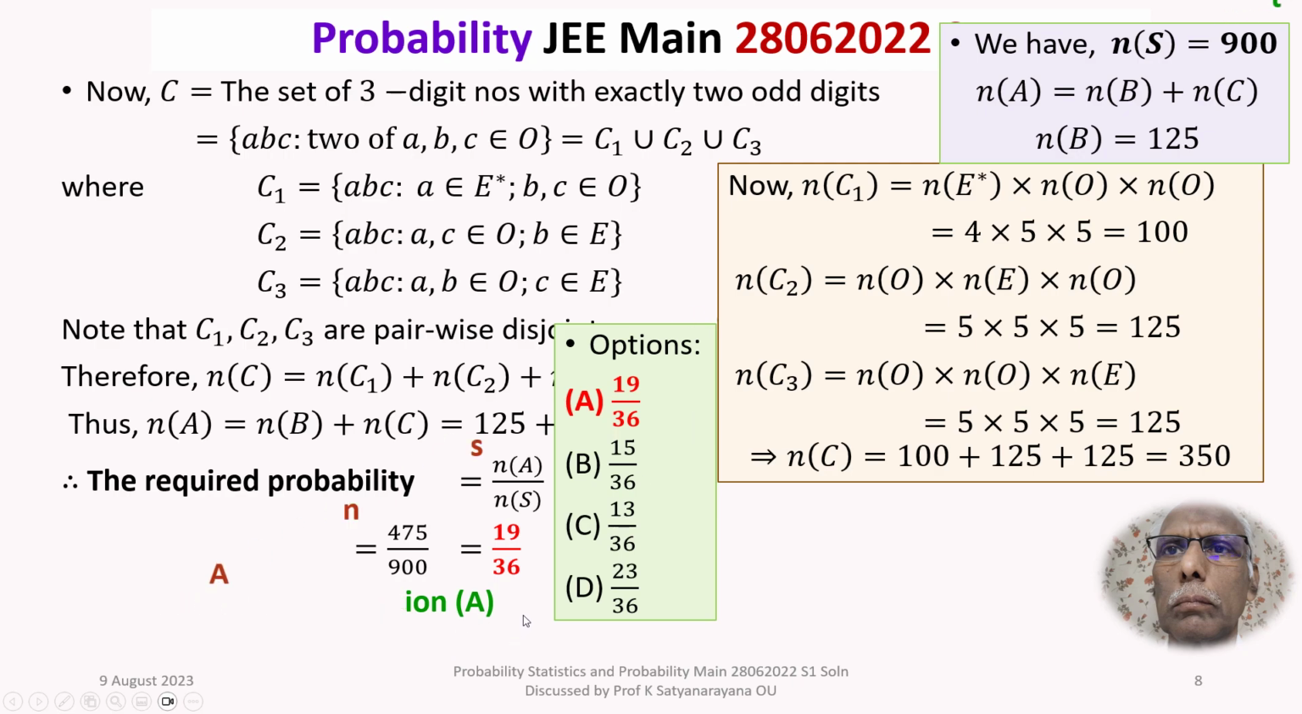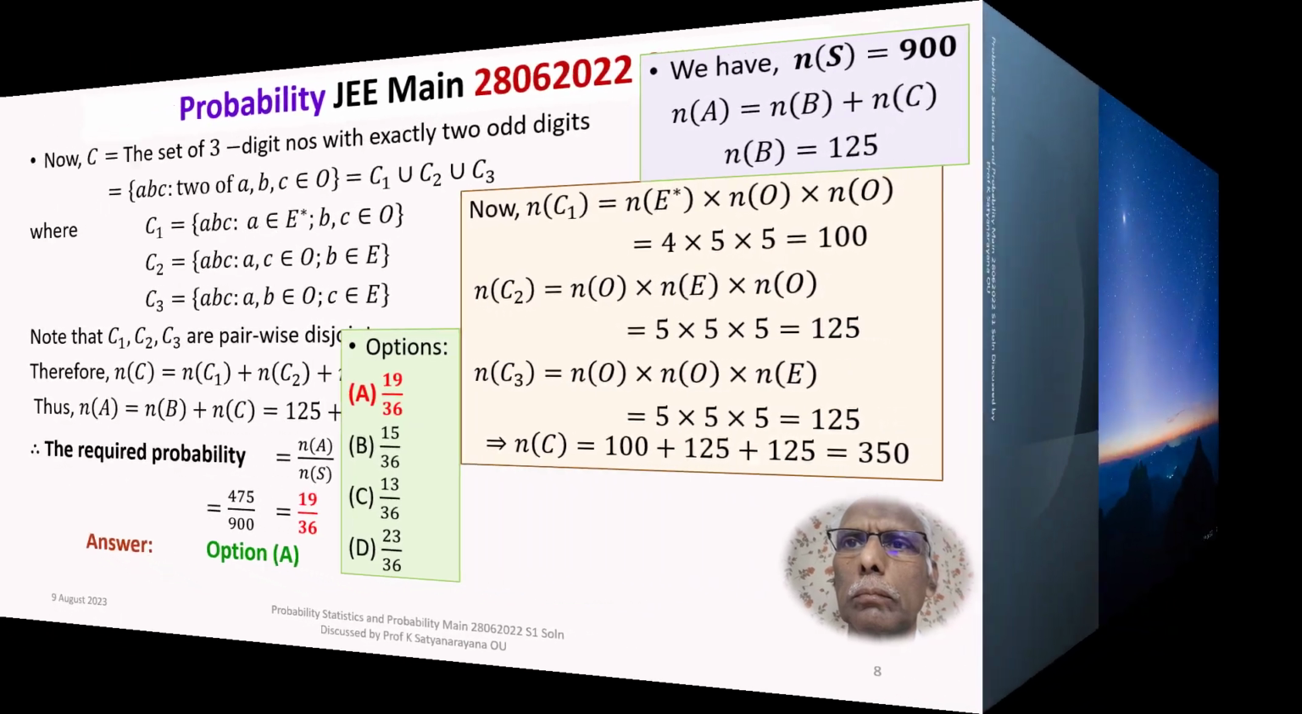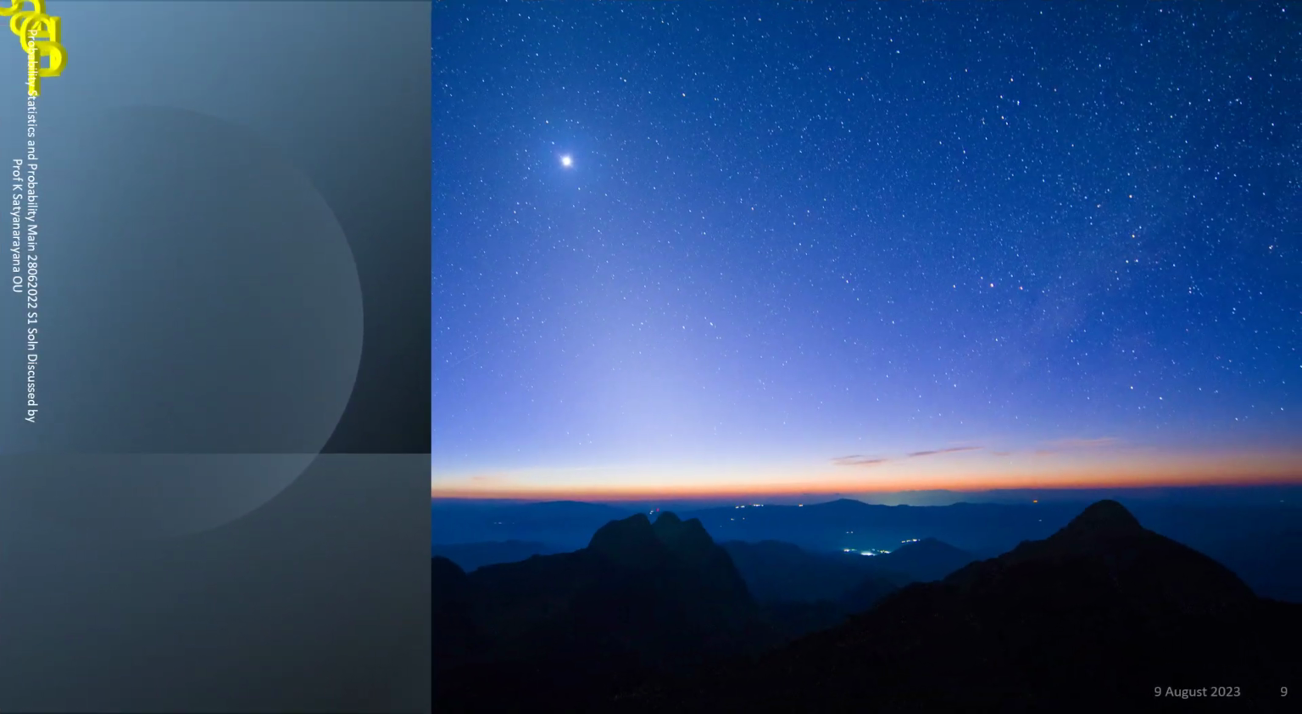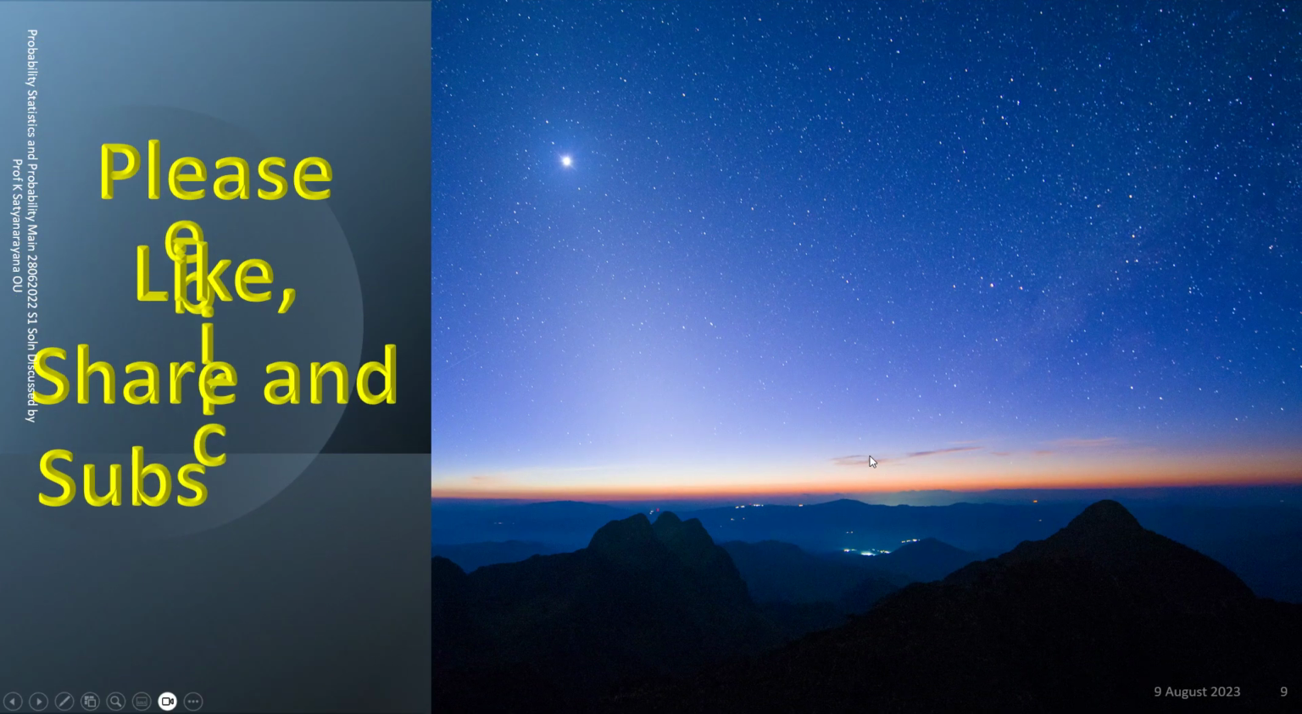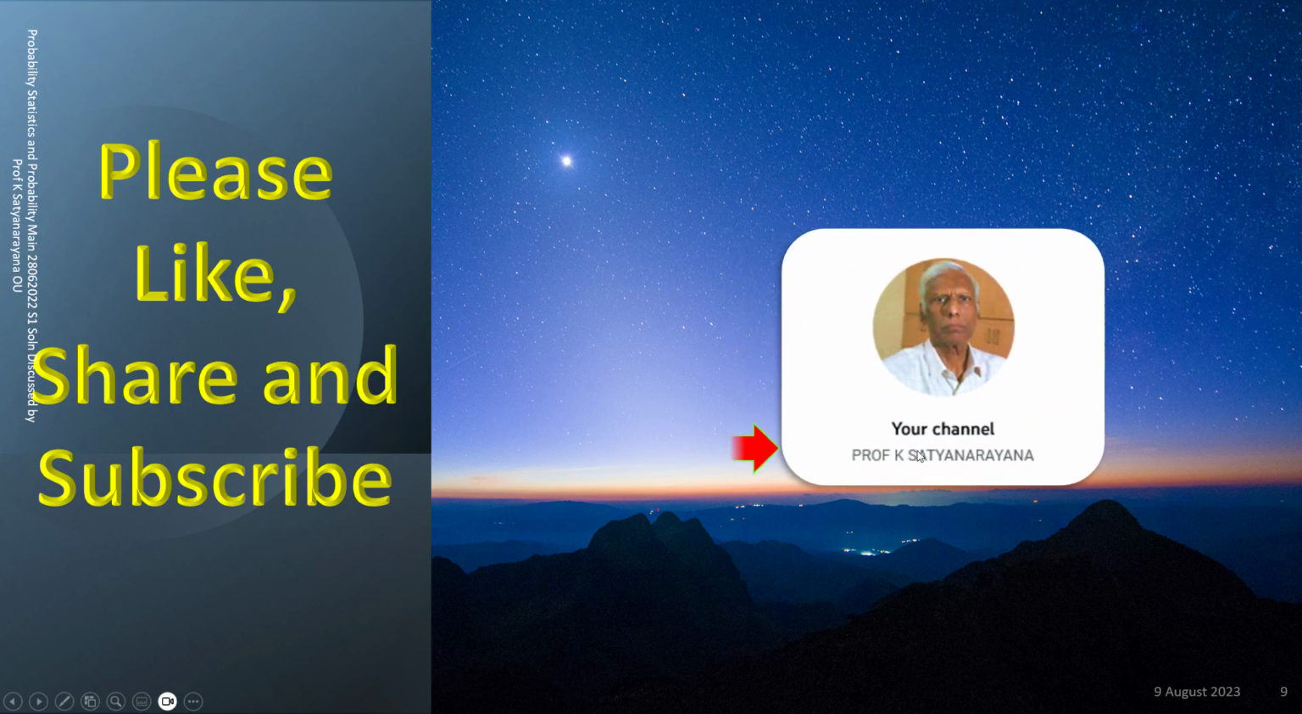So, that is the detailed discussion of the solution of the problem, which is on probability related to 3-digit numbers from the section Statistics and Probability. And I am sure that you have understood the solution of this problem, and I wish you all the best.